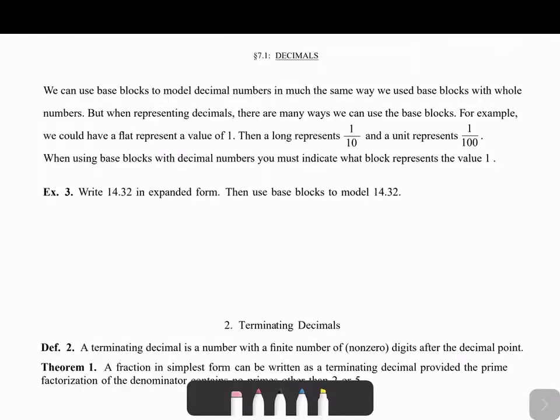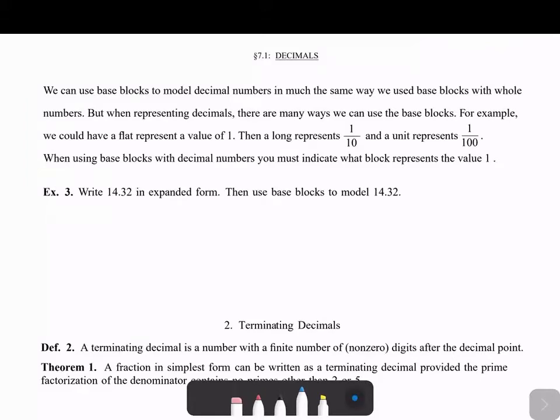Hi everyone, this is the second video for section 7.1, an introduction to decimals. So in this video, we're going to start off with talking about how to use base blocks to model decimals. We've used base blocks mostly in chapter 3 to model whole numbers, but we can also use them to represent decimals.